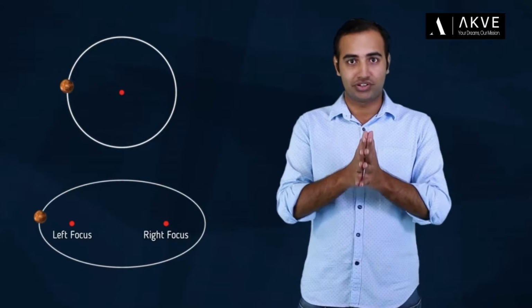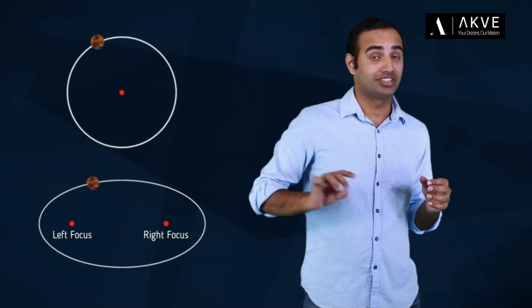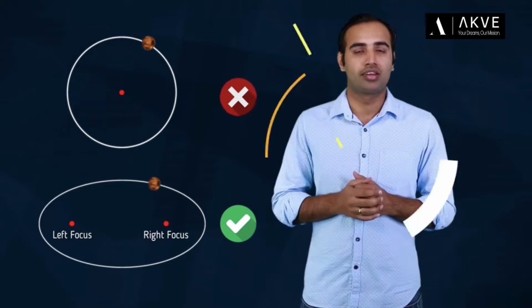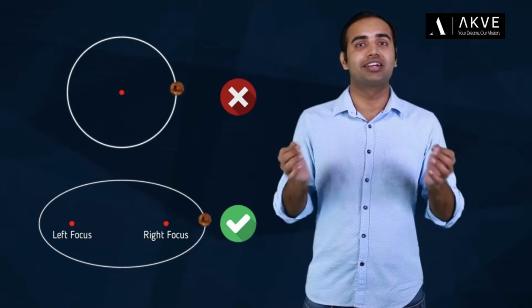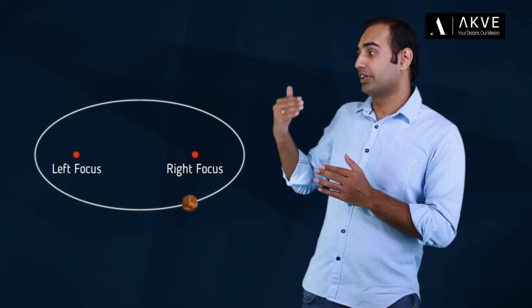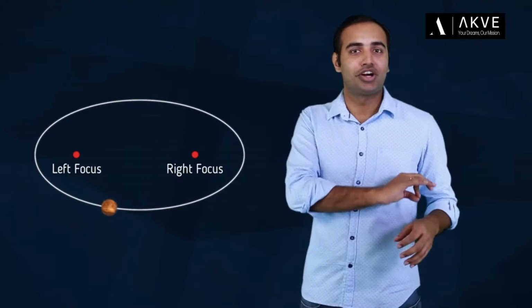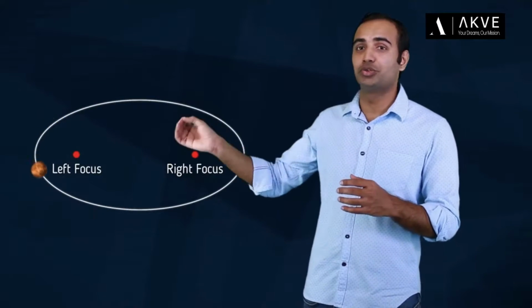Now, Kepler's first law says that the orbit or the path of a planet going around the sun actually looks like an ellipse and not a circle. Because the orbit of a planet is not circular, the sun can't be present at the center. So, if a planet goes around in an elliptical path, where do you think is the sun present? Well, the first law of planetary motion tells us that sun is present at one of the 2 foci of the ellipse.